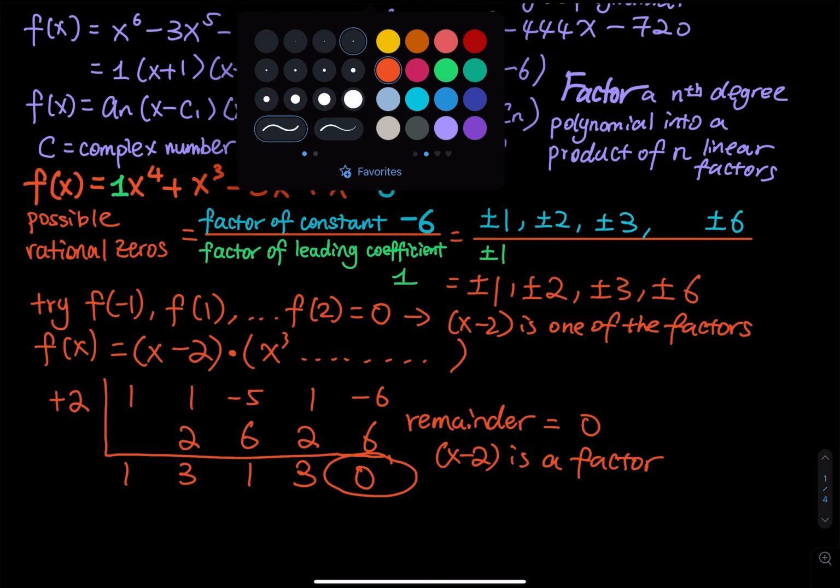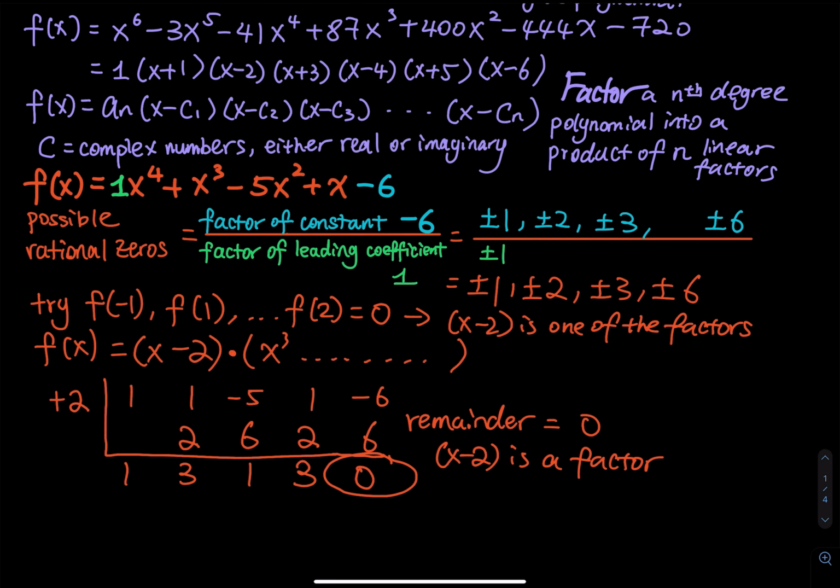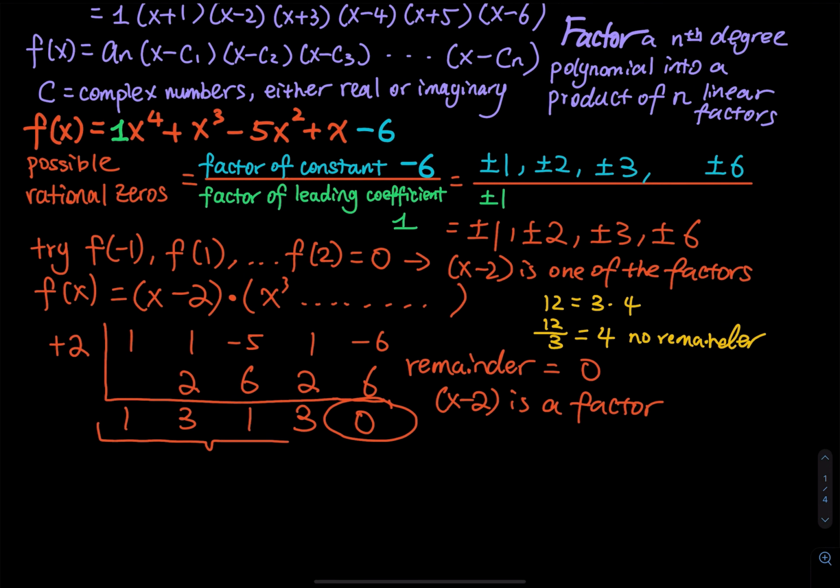If you don't understand this, let me give you something real quick. So let's say 12 is equal to 3 times 4, right? And then 12 divided by 3 is equal to 4 and no remainder. That means 3 is a factor. If there is a remainder, then 3 is not a factor. And then how about the rest? The rest is the quotient. Coefficient of the quotient. So you have a constant, and then you have a first power, and then a second power, and then the third power. So this is the quotient.